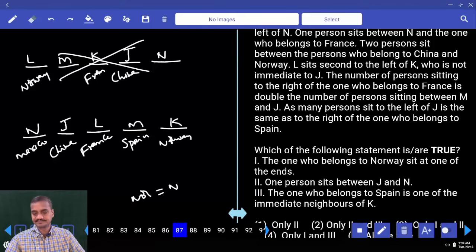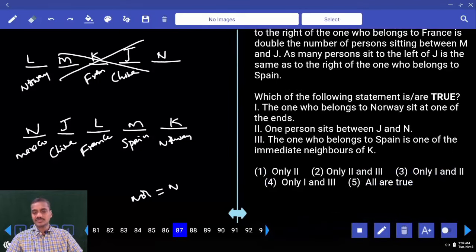Then 87. Which of the following statements is true? The one who belongs to Norway sits at one of the extreme ends. Definitely true. And next, one person between J and N, that is false. The one who belongs to Spain is one of the immediate neighbors of K. That is also true. Hence 1 and 3, that is the choice for question number 87.